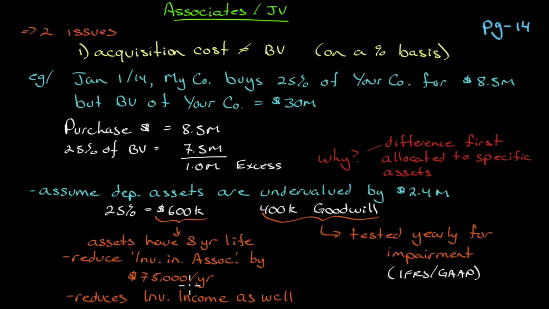Okay, there's step one. Step number 2, on the next screen, we're going to see how we actually deal with this extra $600,000 and how we deal with this goodwill. So for the $600,000, we're going to depreciate that. We're going to reduce our $8.5 million faster than the dividends that are paid to us by $75,000 a year to bring the fair market value of the $1 million excess, the $600,000, down to 0. The $400,000 we really can't. That's tested yearly for impairment. So let's just look at an example and see how that flows.